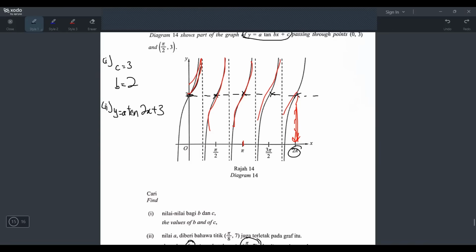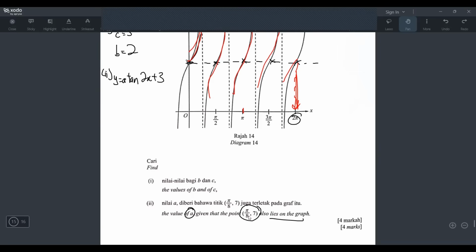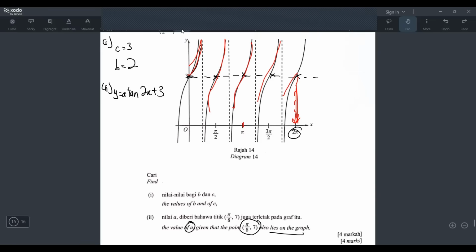But the x and y you have to substitute with which point? Well, they mentioned in the question, they said the point pi over 8, 7 lies on the graph. It means this graph passes through this point. And if it passes through this point, I can substitute the x with pi over 8 and the y with 7, like this. Okay. And if I substitute inside, I think I can find my A later. So the y would be 7, and then A tangent 2x, which is 2 times pi over 8, and then plus 3, right? So this will be 7 equals A.